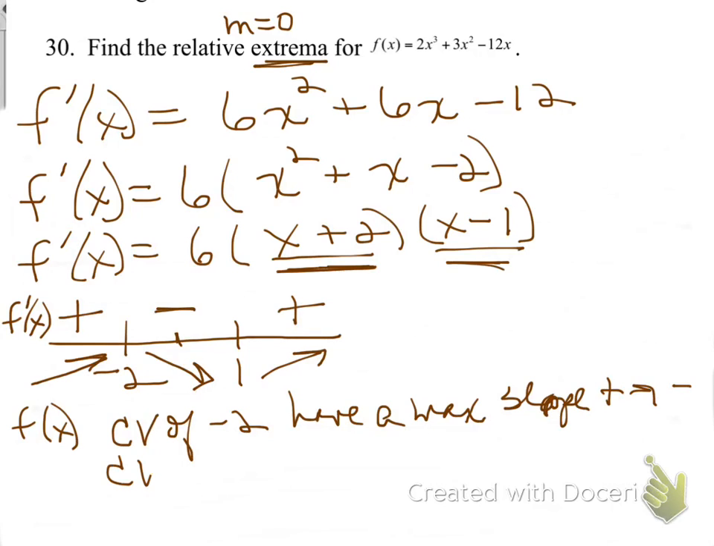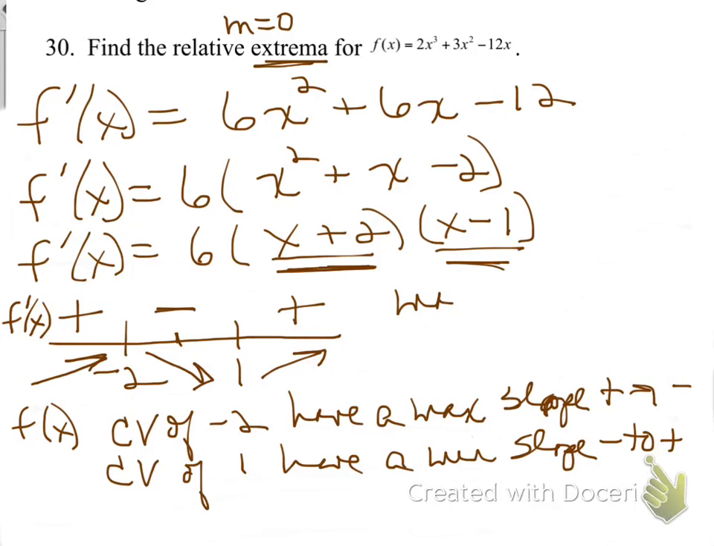Okay, at the critical value of 1, I have a min because my slope went from negative to positive. Okay, so now let's get the y values. So I know I have a max where I have an x value of -2. Plug your -2 back into the original equation. And doing that math, you should get a 20 for your y.